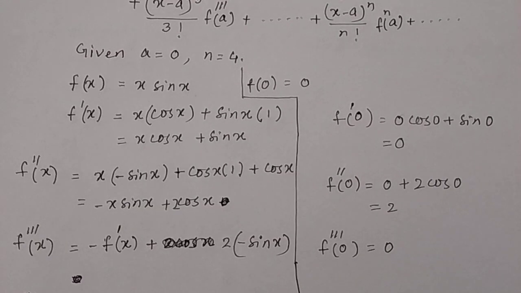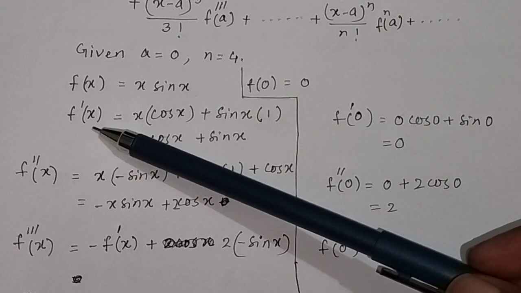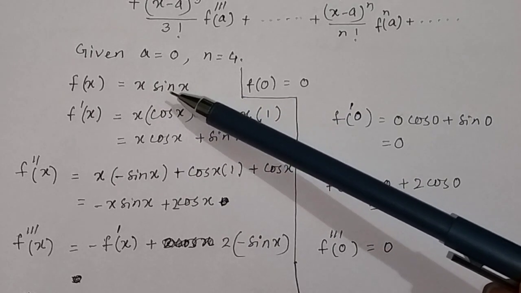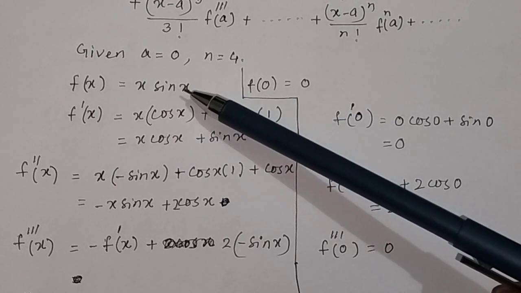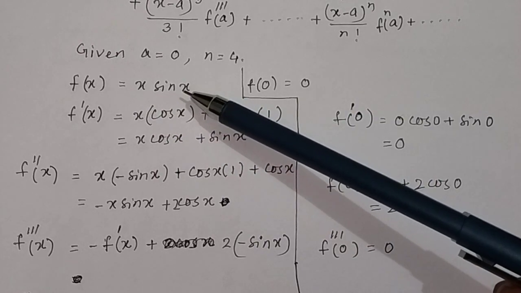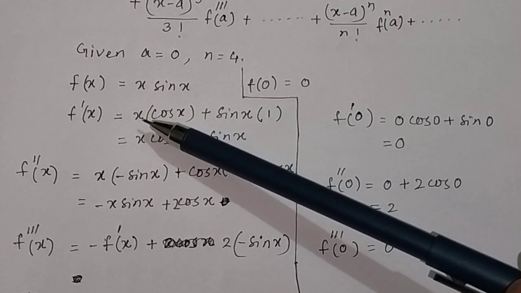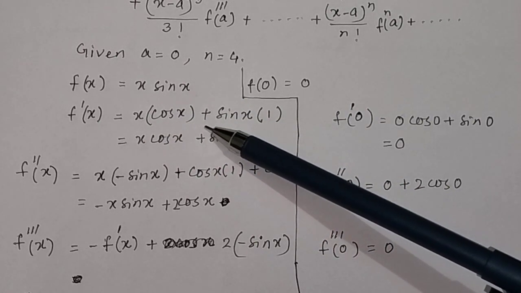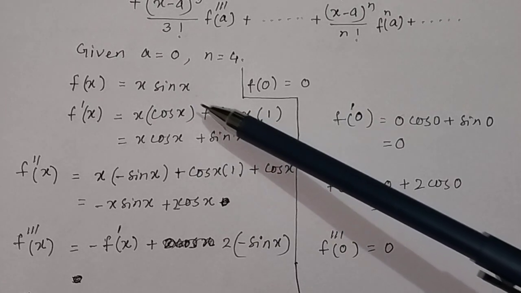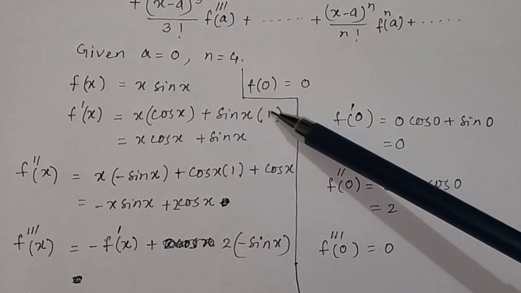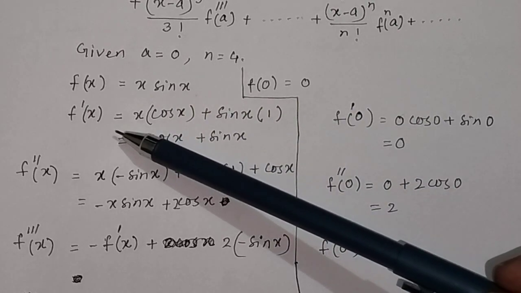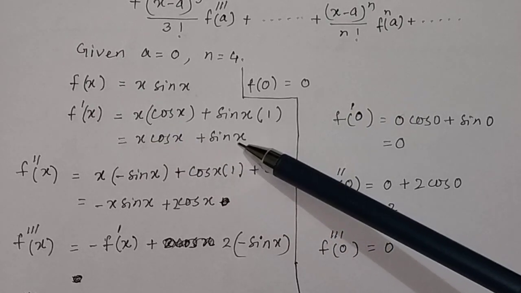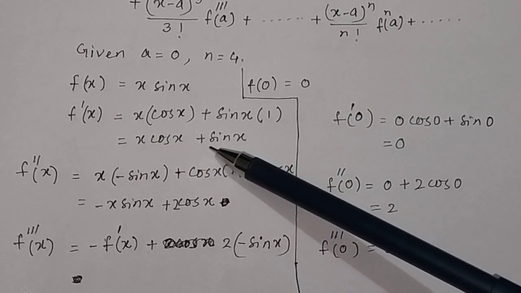Then we will find the first derivative of the function. The first derivative f dash x of x sin x. This is a multiplication of two functions. First function x, second function sin x. So its derivative will be first function x, then derivative of the second, sin x, which is cos x, plus the second function sin x, and derivative of the first, derivative of x, which is 1. So the first derivative of the given function will be x cos x plus sin x.